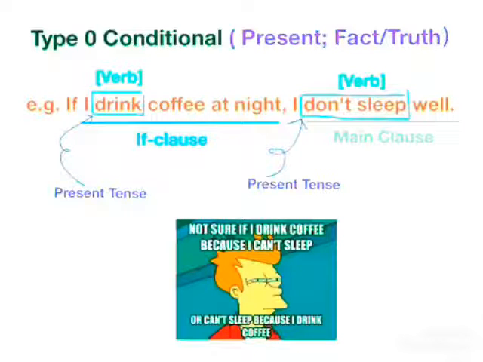And in a type 0 conditional sentence, how do we identify it? We look at the verbs, okay, in the if clause and main clause. The verb in the if clause here is drink, and the verb in the main clause here is don't sleep. And in a type 0 conditional sentence, both verbs in both clauses will be in present tense. Present tense. This is how we distinguish type 0 conditional.